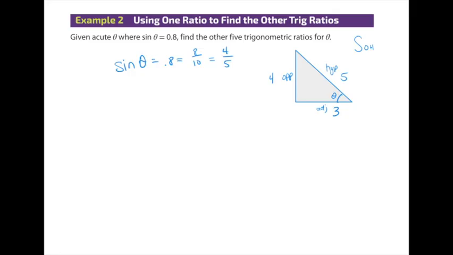Now they want the other 5 trig functions, right? Well, you've got it. I mean, cosine's going to be 3/5. Tangent's going to be 4/3, and then just reciprocate them. 5/4, 5/3, 3/4, right? Does that make sense? And if they want it in decimal form, those are all beautiful fractions to put in decimal form. You hopefully don't even need a calculator there.